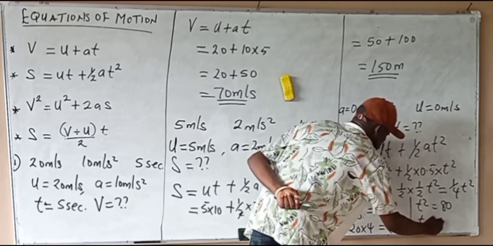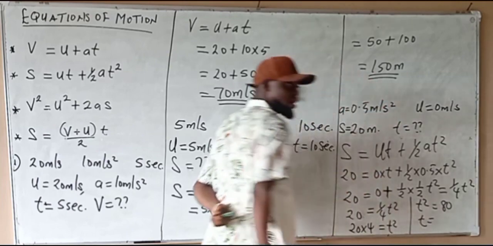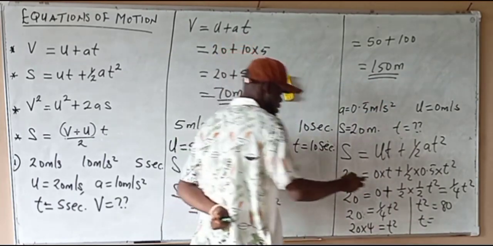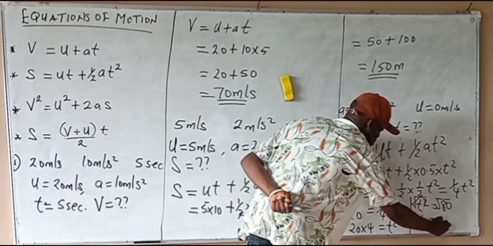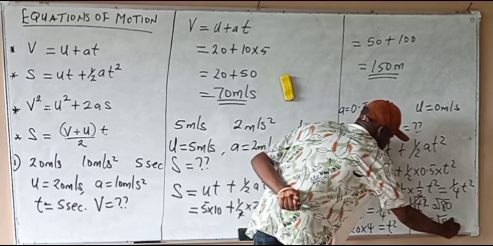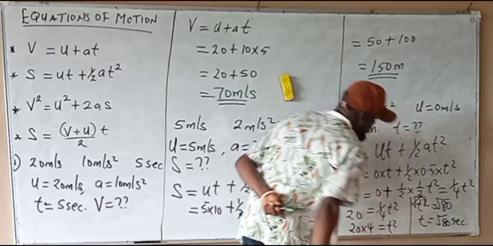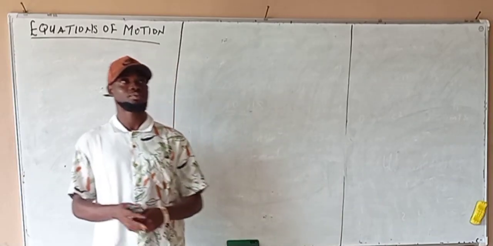Take the square root of both sides. You take the square root of this side, and the square root of this one, and cancel this. And t will be equal to the square root of 80 seconds. Alright, take this question down.